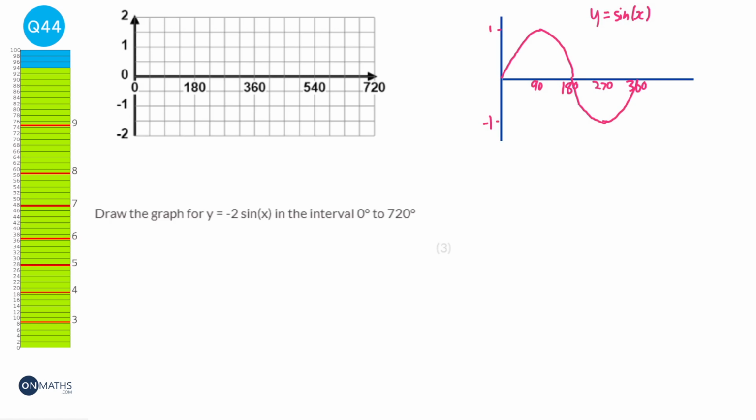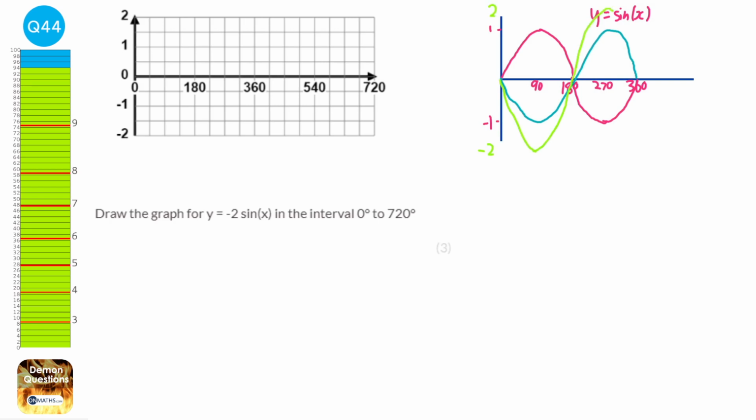So the first thing I notice is there is a negative here, which just means it will be flipped in the x-axis. So this would become like this. And there's also a 2 there, so we're multiplying all the y coordinates by 2. So instead of this going down to minus 1, it will start by going down to minus 2, and it will go up all the way to 2.